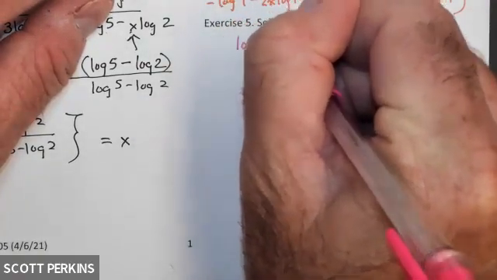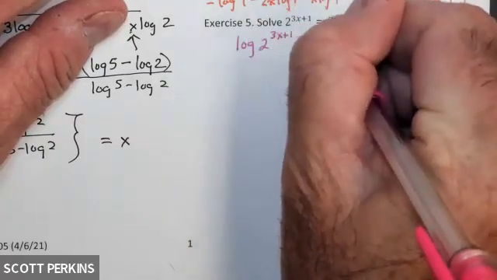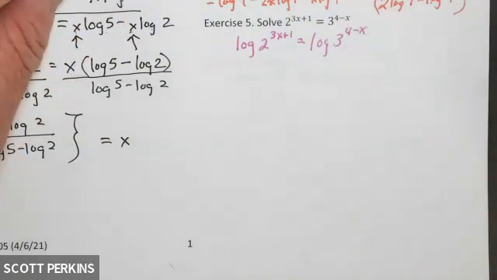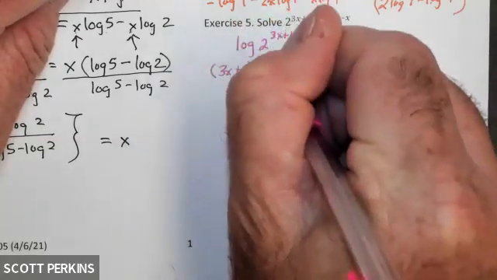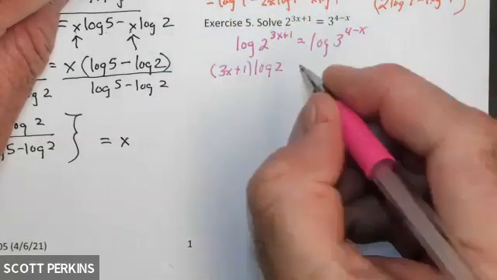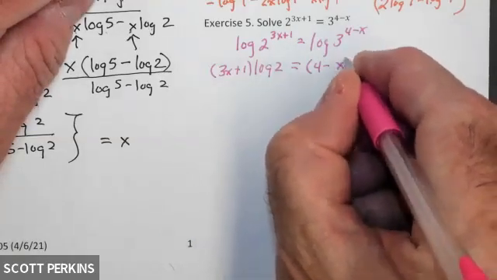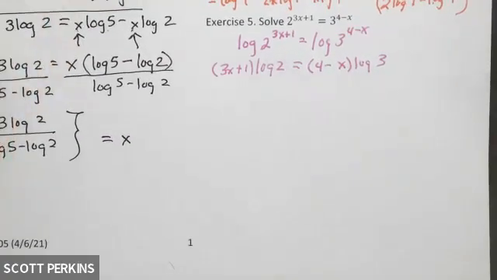So it's log of 2 to the 3x plus 1 power is equal to the log of 3 to the 4 minus x power. I'm now going to bring those powers down to the front. So on the left, I have 3x plus 1 times the log of 2, which is just a number, so no mystery there. And then I have 4 minus x times log of 3, so no mystery there.